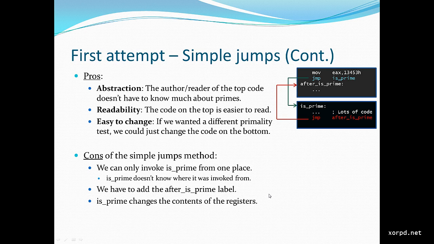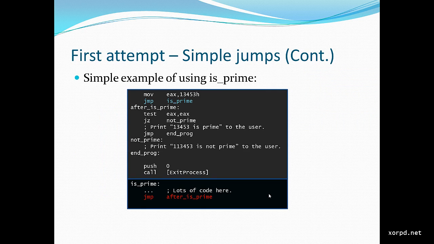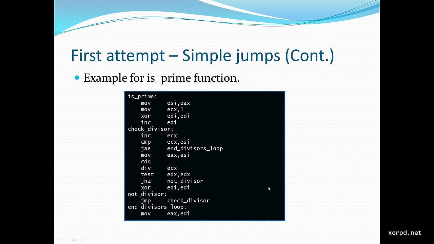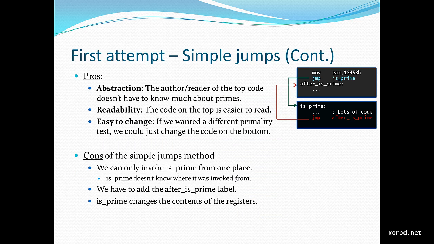The last disadvantage is that isPrime changes the contents of the registers. Let me remind you how isPrime looks. This is how it looks. Note, for example, that it changes ESI, ECX, and also EDI. And finally, it also changes EAX, but maybe this is something that we have expected. So, we could have some problems because we don't have so many registers. This is something that we will probably deal with in the future. We will see how to deal with it.